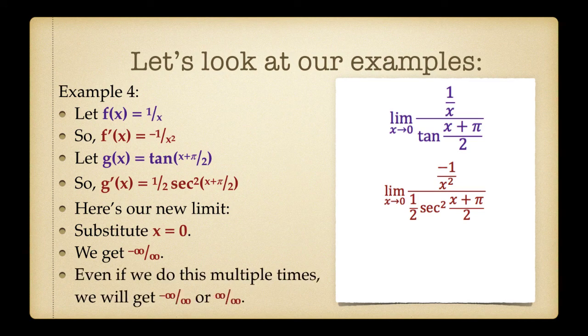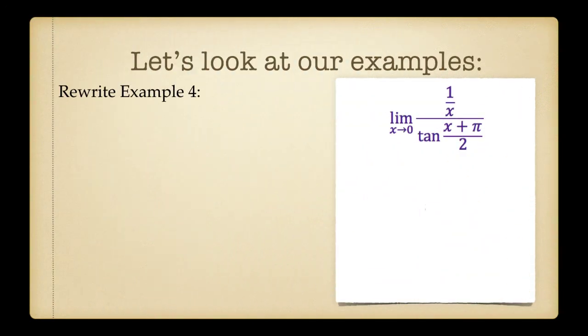And if I do this multiple times, as I mentioned before, the derivatives are just going to get worse and worse and worse, and I'll still end up with negative infinity over infinity or positive infinity over infinity. So this strategy is not going to work with the function as it is. But I don't want to give up hope, so I can rewrite the original function that I was given. It's kind of weird. It's got a fraction within a fraction. It's got a tangent. Maybe I can rewrite those as something.